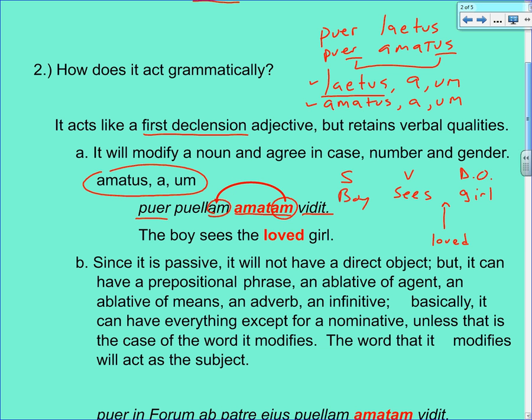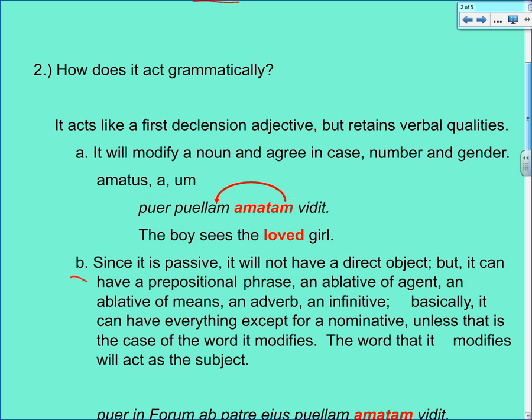Now, since it is passive, we're going to go to B right now. Since it is passive, it will not have a direct object. Loved won't. Obviously, sees can have a direct object because it's an active verb and not a passive verb. But our perfect passive participles are not going to have direct objects because they're passive. And remember, when I have passive voice, I'm going to have an agent or possibly an ablative of means instead. Because it is passive voice, that's the same thing that's going to happen to words like amatum.